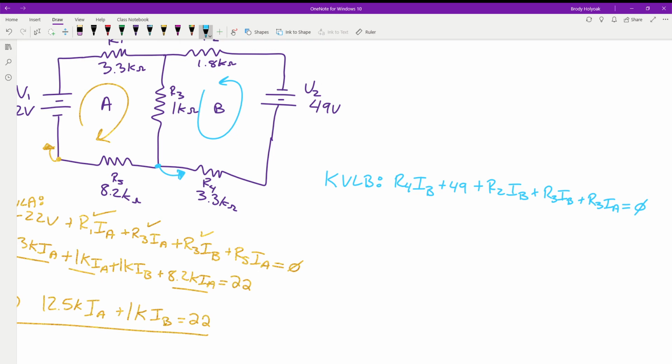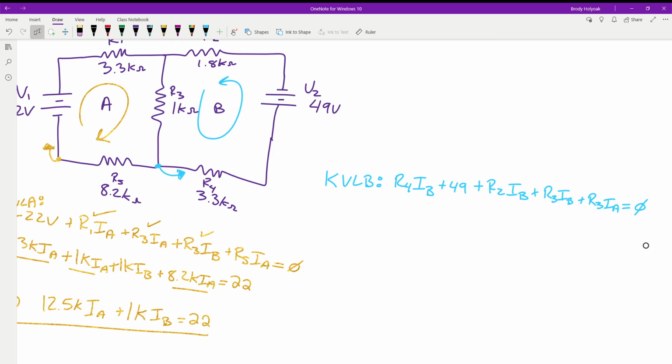Yes, Dylan? Does it matter where you start on the circle, just as long as you go the direction of your loop? Yep. You start in one place, finish in one place. Does not matter where you start. These are just the places I like to start. Any questions on how we got that equation? Okay.